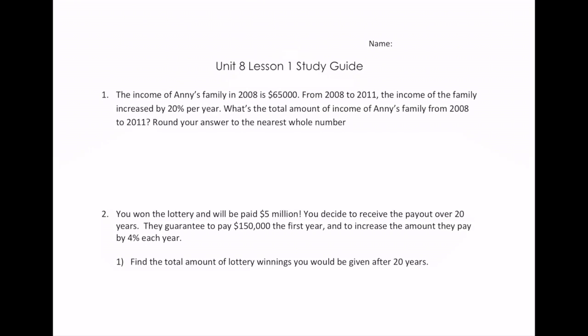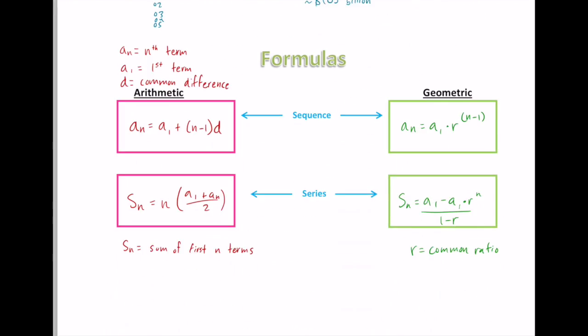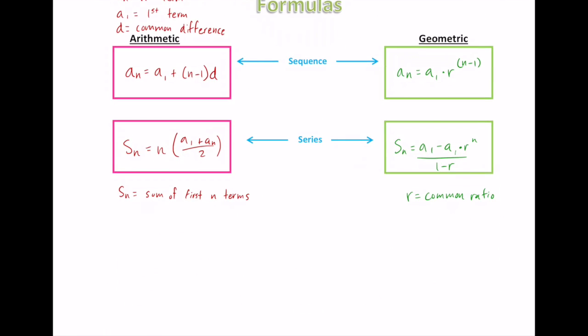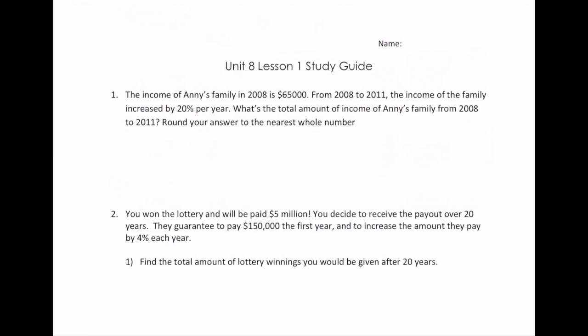So what we want to do for this is refer back to our formulas. We're going to be using one of these four here. So we know the starting amount in 2008, and we're looking at the growth of the money from 2008 to 2011. So we can call 2008 the first year. Then we have 2009, 2010, and 2011. That will be our fourth year. So that is the year we're interested in.